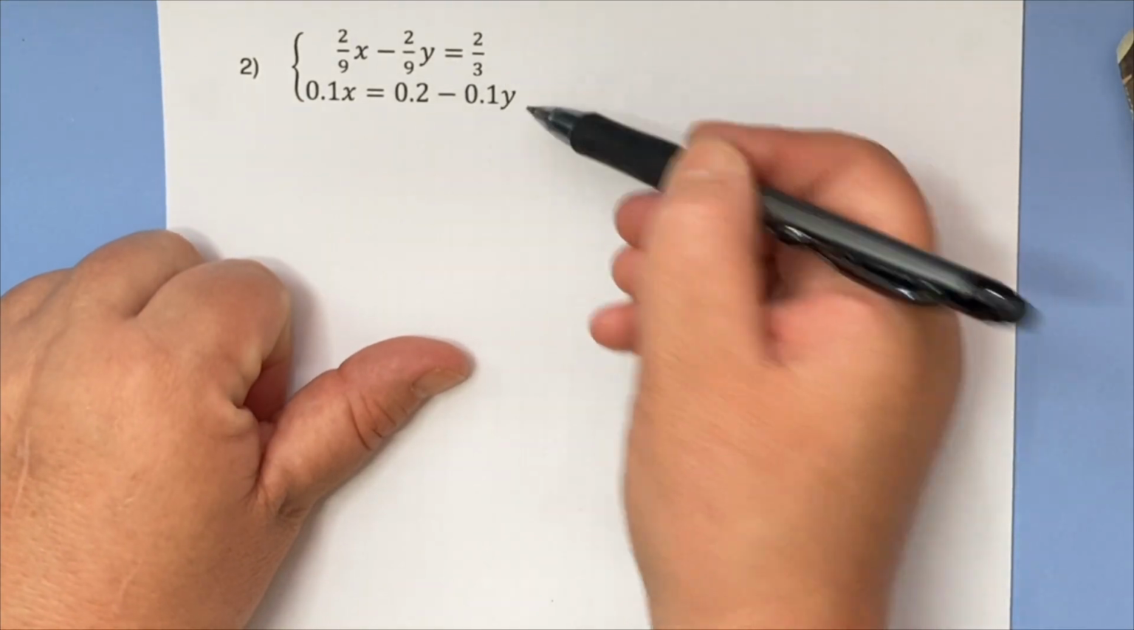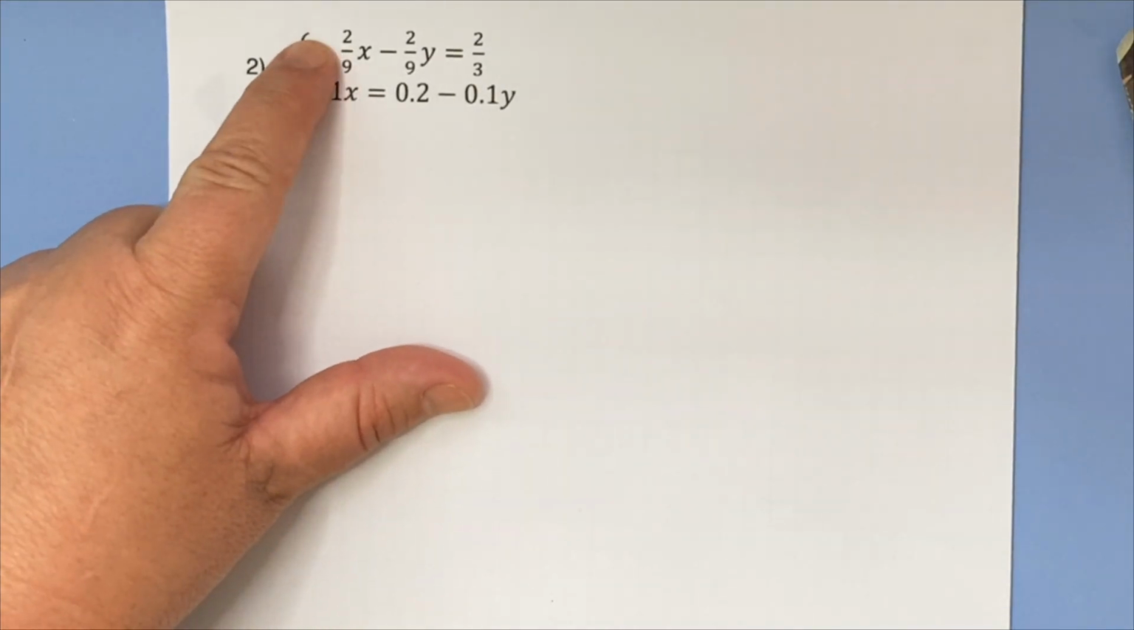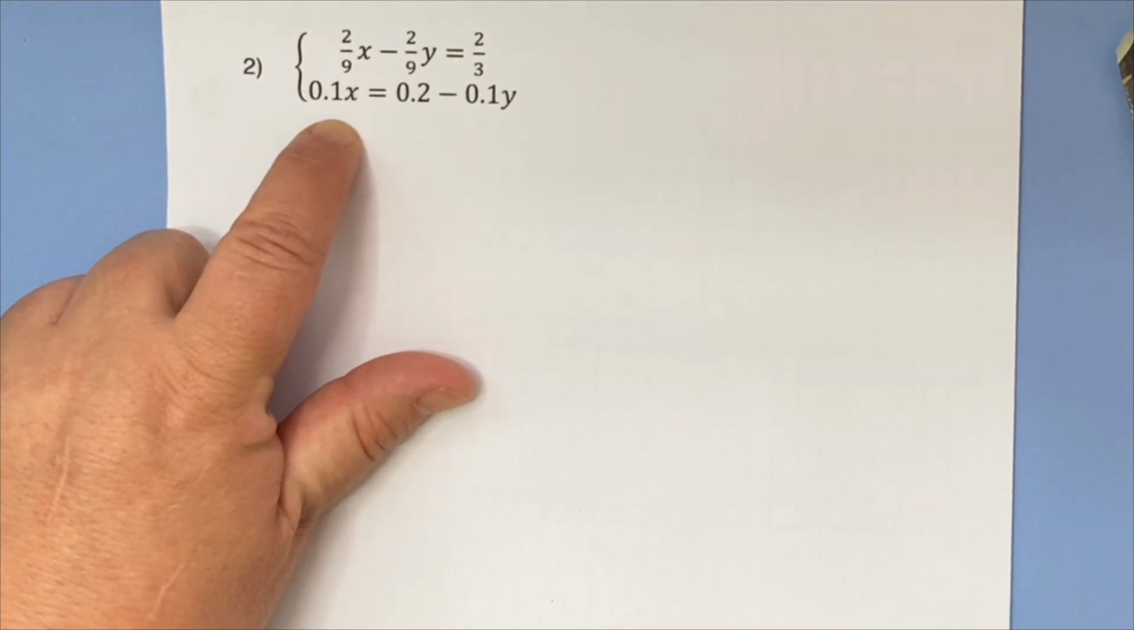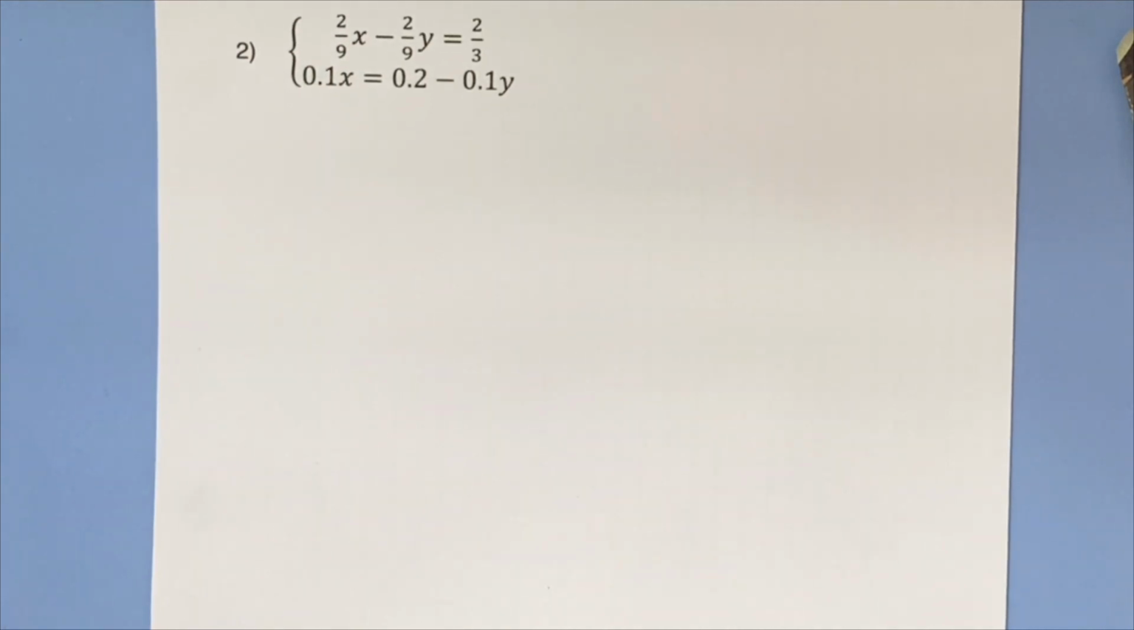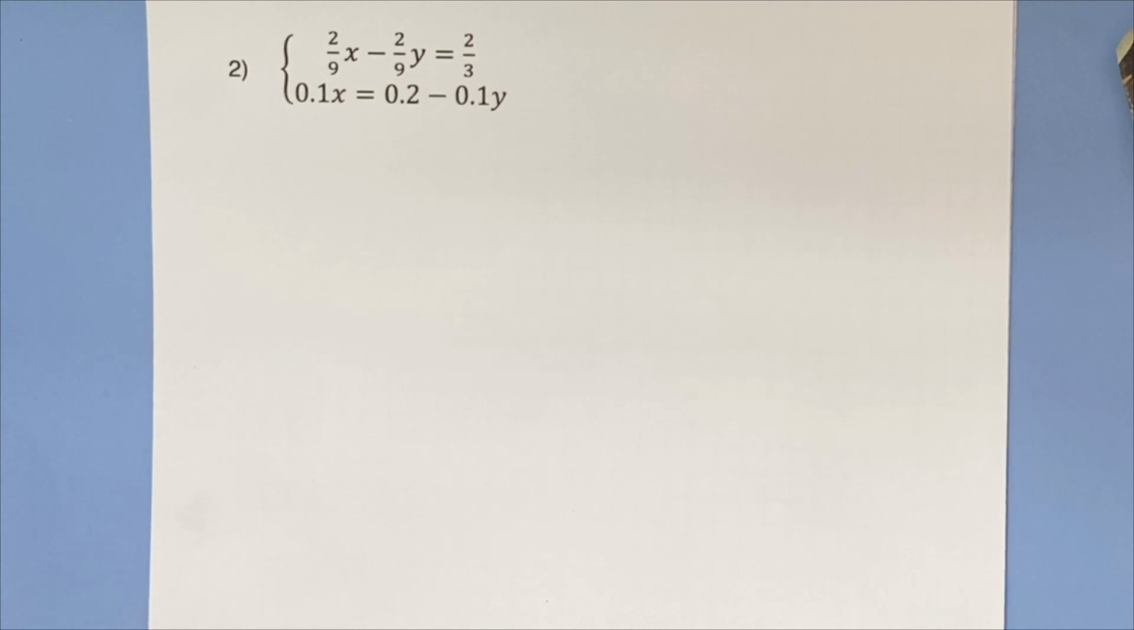I have two linear equations. One is in fraction land. One is in decimal land. Fractions and decimals do not generally get along. So we're going to have to rewrite each of the equations, and then we're going to have to see if there's an intersection point.